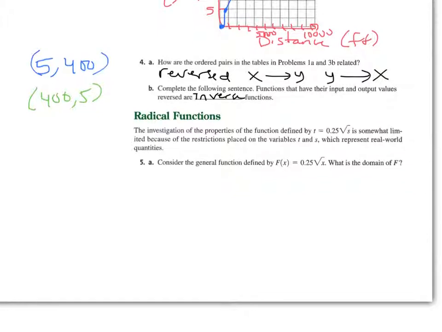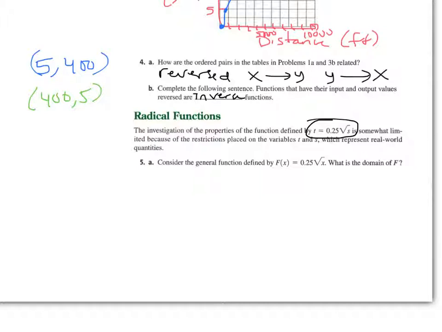Now we're looking at this same one that we just had. We had just found this function, t equals 0.25 square root of x, is somewhat limited because of the restriction placed on the variables t and s. So let's look at the same function, we're just calling it f of x now, 0.25 square root of x. And what is the domain?